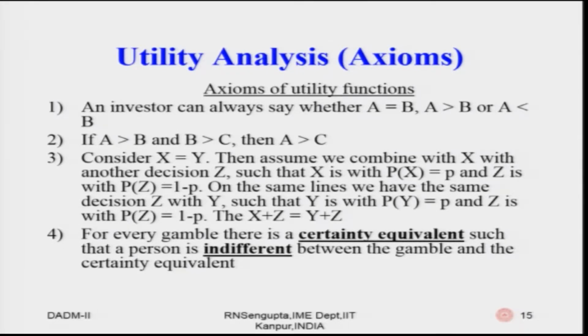Consider the third axiom. It says that if x is equal to y, then assume we can combine x with another decision z, such that x with the probability of p and z with the probability of 1 minus p, and on the same lines we have the same decision with z with y. So, in that case, if the expected values are the same, then x plus z is equal to y plus z, in the sense that the expected value which you are getting from combining x and z and the expected value which we are getting by combining y and z would give me the same utility based on which I am going to take a decision.